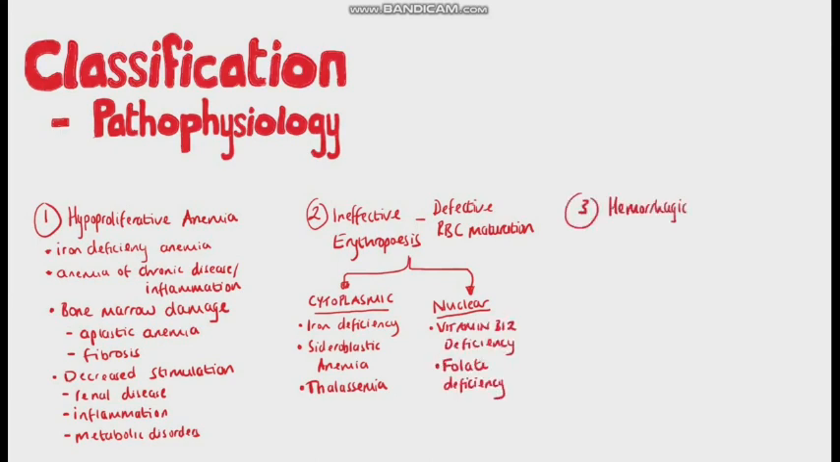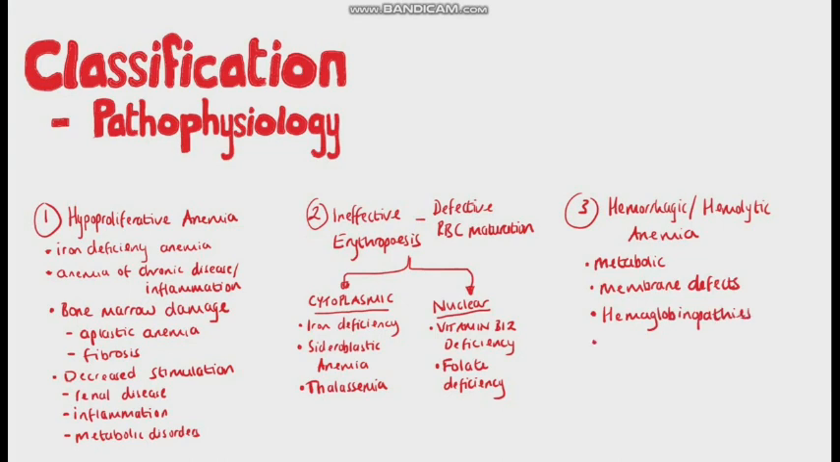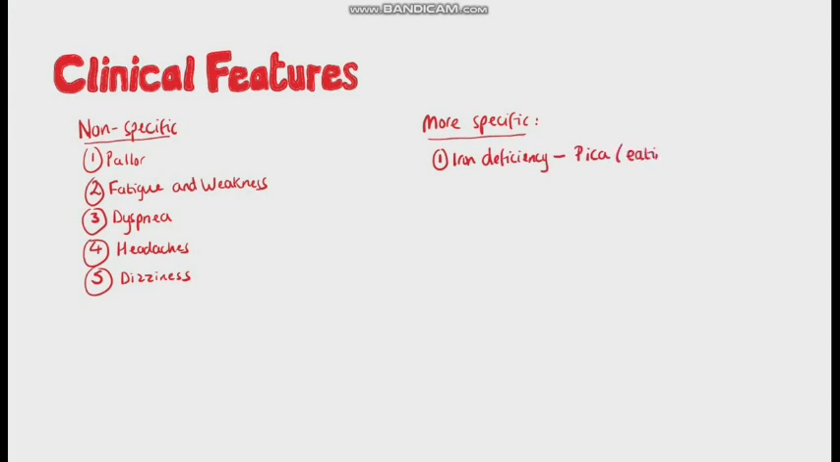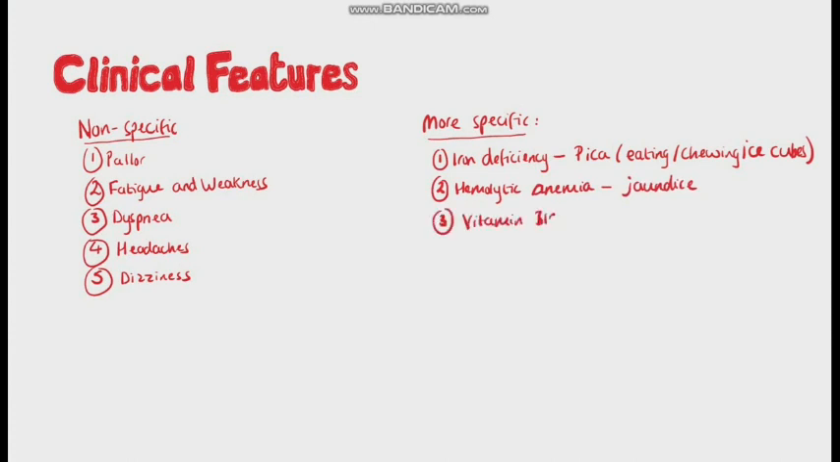Then finally we have the section for hemorrhagic and hemolytic anemia, coming from metabolic defects, membrane defects, hemoglobinopathies, and immune destruction. Anemia can generally present with a combination of non-specific signs and symptoms, such as pallor, especially in places like the conjunctiva, fatigue and weakness, dyspnea, headaches, and dizziness, as well as some features that suggest a more specific anemia, like iron deficiency anemia may have pica, where patients crave chewing strange things like ice cubes. Hemolytic anemia can often have jaundice, and vitamin B12 deficiency can also cause neurological manifestations that may mimic dementia.